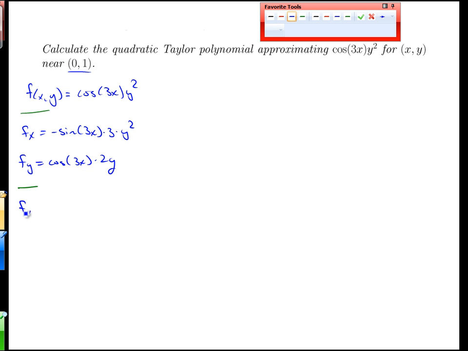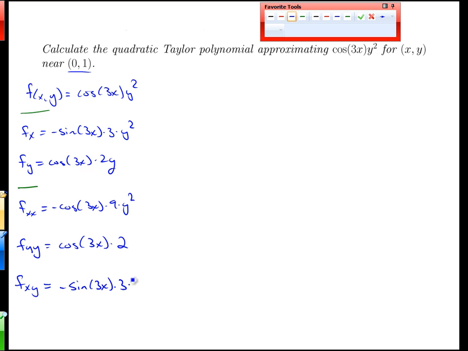And then we can go to the second order partials. Let's go to f_xx. So we differentiate this with respect to x. We're going to get negative cos of 3x times another 3, so we're going to have times 9, and the y squared is a constant. Second order partial with respect to y, we differentiate this with respect to y. Cos 3x is a constant, and the derivative of 2y is 2. And last but not least, our mixed partial derivative. Either way you'd like to do it, I think this one's simpler. Let's take the x derivative of this. We're going to get minus sine of 3x times 3 times 2y.